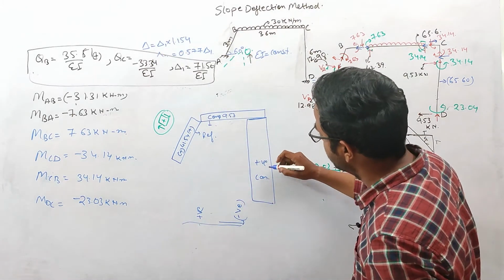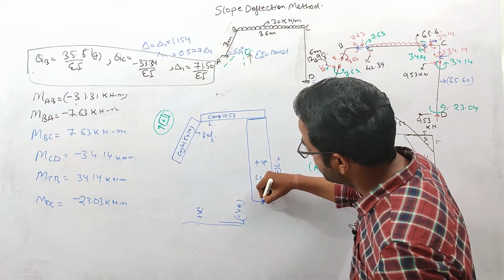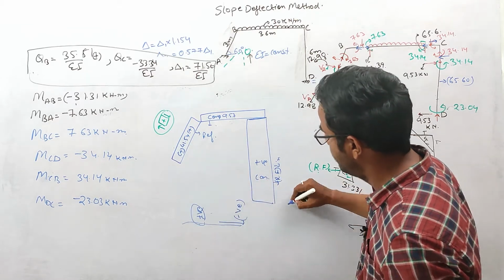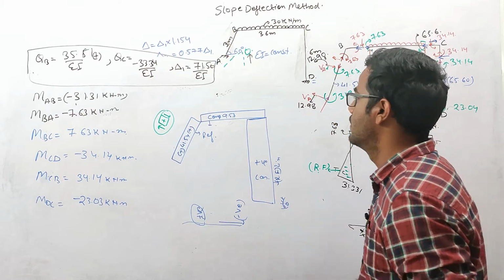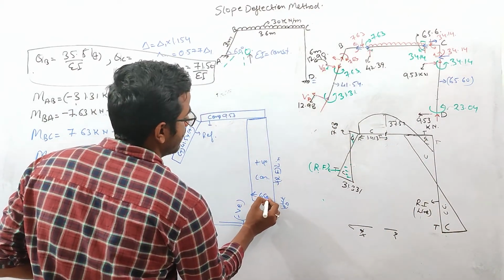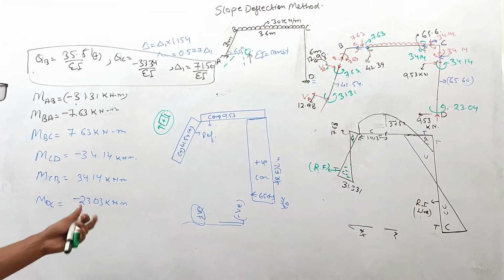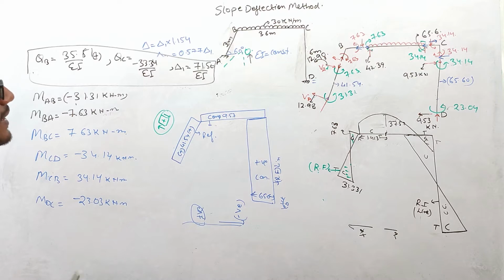So positive compression will be drawn. This is the reference line towards the positive side. This is the positive side if we are looking from here. So this is the compression diagram. The value is 65.6. Now we'll see what will be the deflection diagram of this frame structure.